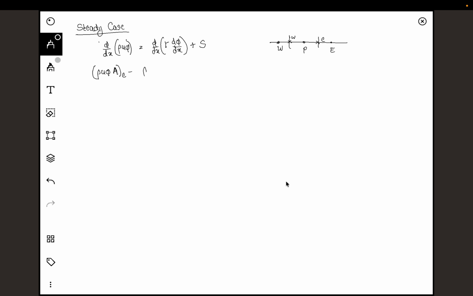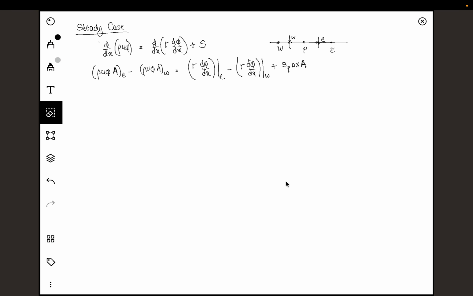So rho u phi A evaluated at the east face minus rho u phi A evaluated at the west face should be equal to gamma d phi dx evaluated at the east face minus gamma d phi dx evaluated at the west face, plus S evaluated at point P times the volume, whatever is the area times delta x. I'll just write it as delta V. So this is the equation we started out with.